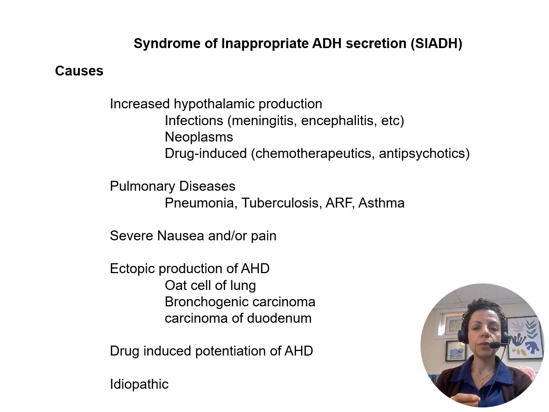Okay. So we're going to talk about two very opposite conditions that affect secretion of antidiuretic hormone. The first is a condition that overproduces antidiuretic hormone, and the second results in an undersecretion. So the first one is called the syndrome of inappropriate ADH secretion, or SIADH.